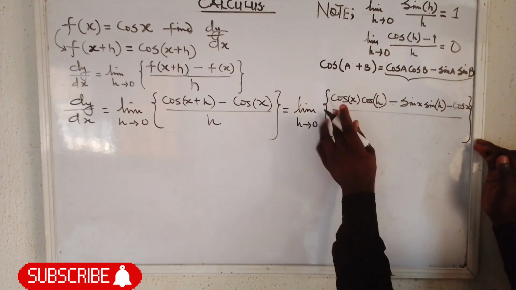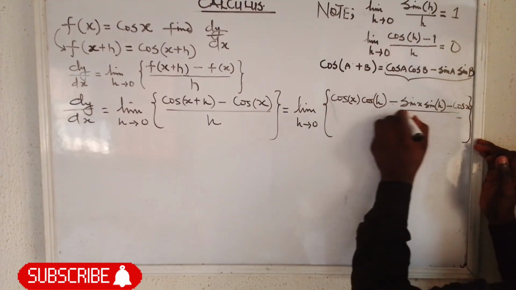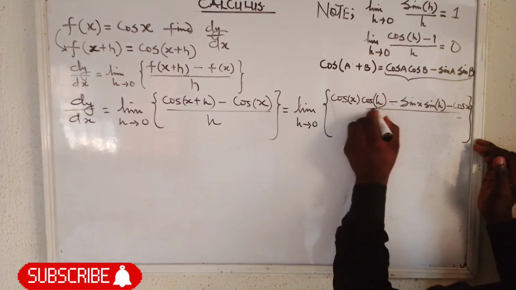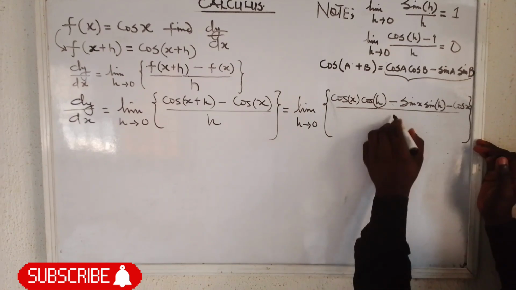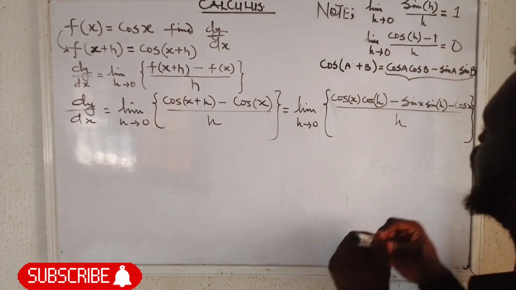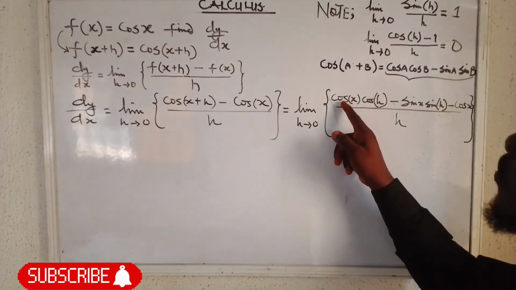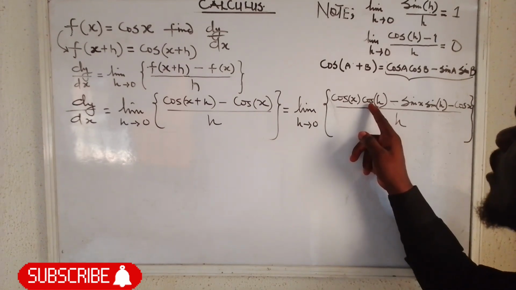Okay, I'm trying to minimize space. That's why I'm doing all this. Okay, so we have it all ruled out. Then what do we have? We have h. Now, if you watch properly, I don't want to waste too much time. You can see we have the cosine of x and the cosine of h.